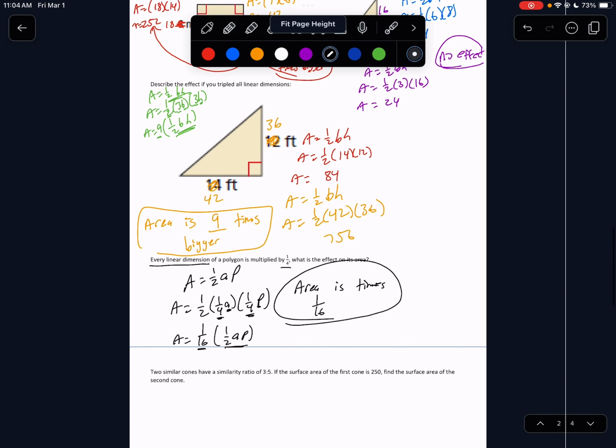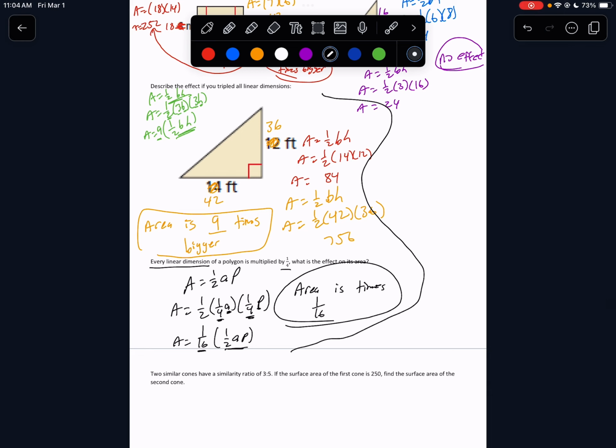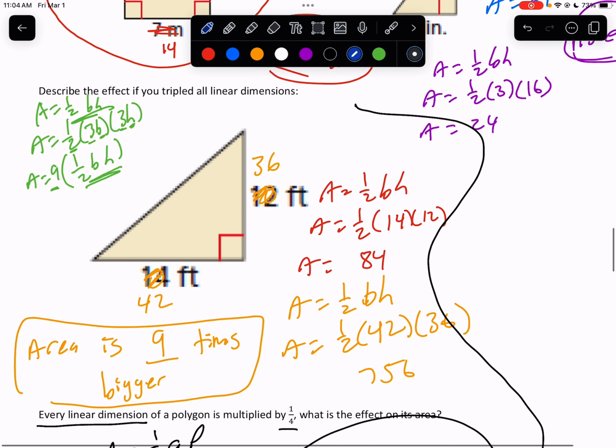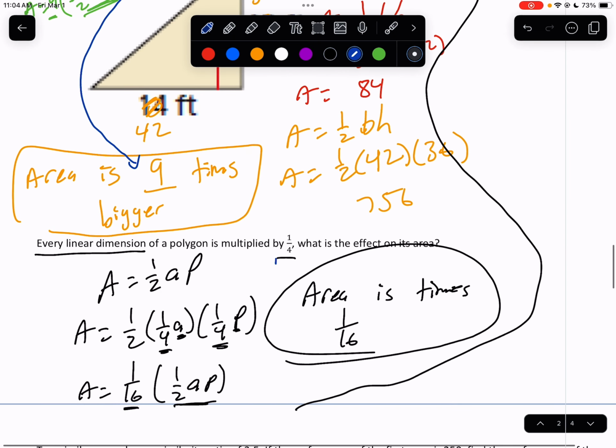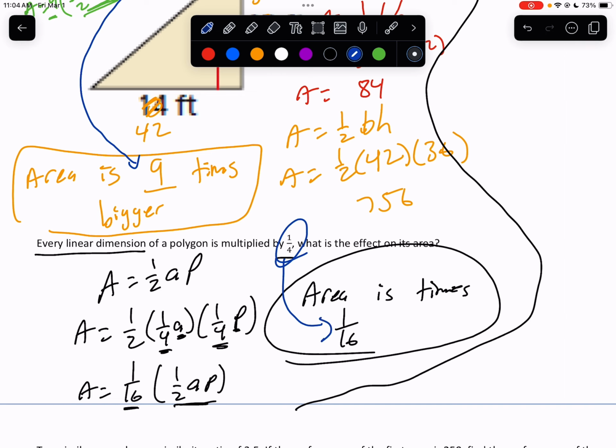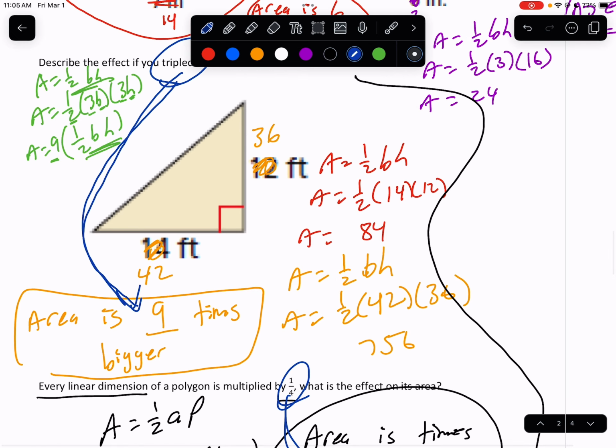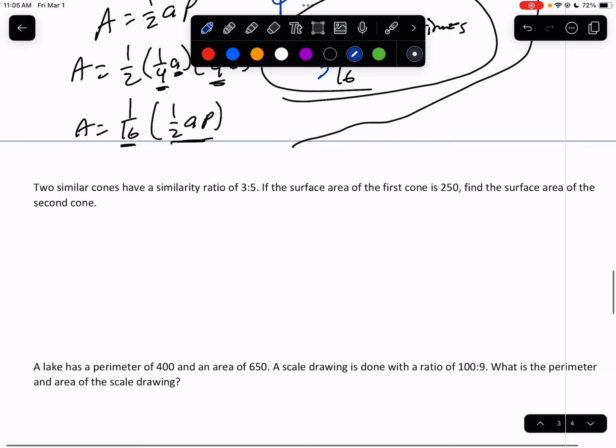So these last two problems we're supposed to be able to infer, or use inductive reasoning, to figure out that if all the dimensions are changed by the same number, if they were tripled, the area was times 9. If they were 1/4, the area was times 1/16. How do you go from 1/4 to 1/16? How do you go from 3 to 9? It is the ratio squared.